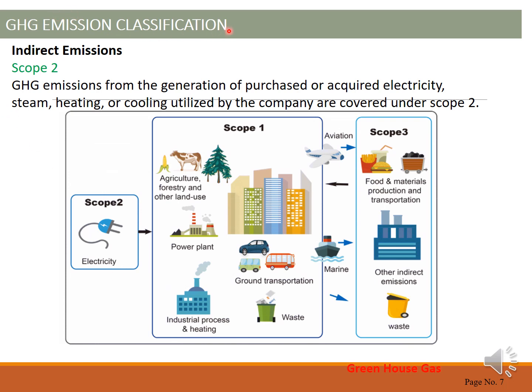GHG emissions classification, indirect emissions. Scope 2: GHG emissions from generation of purchased or acquired electricity, steam, heating or cooling utilized by the company are covered under Scope 2. So whatever is produced outside and supplied to the company comes under Scope 2. Whatever is produced inside the factory premises comes under Scope 1. And while coming to upstream and downstream, all come under Scope 3.